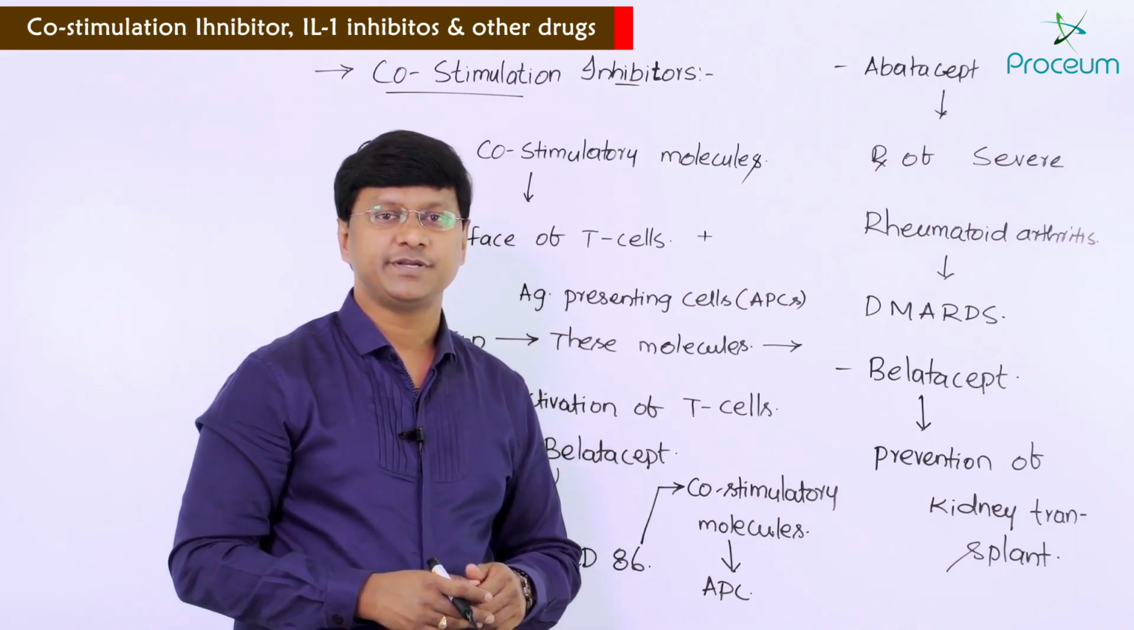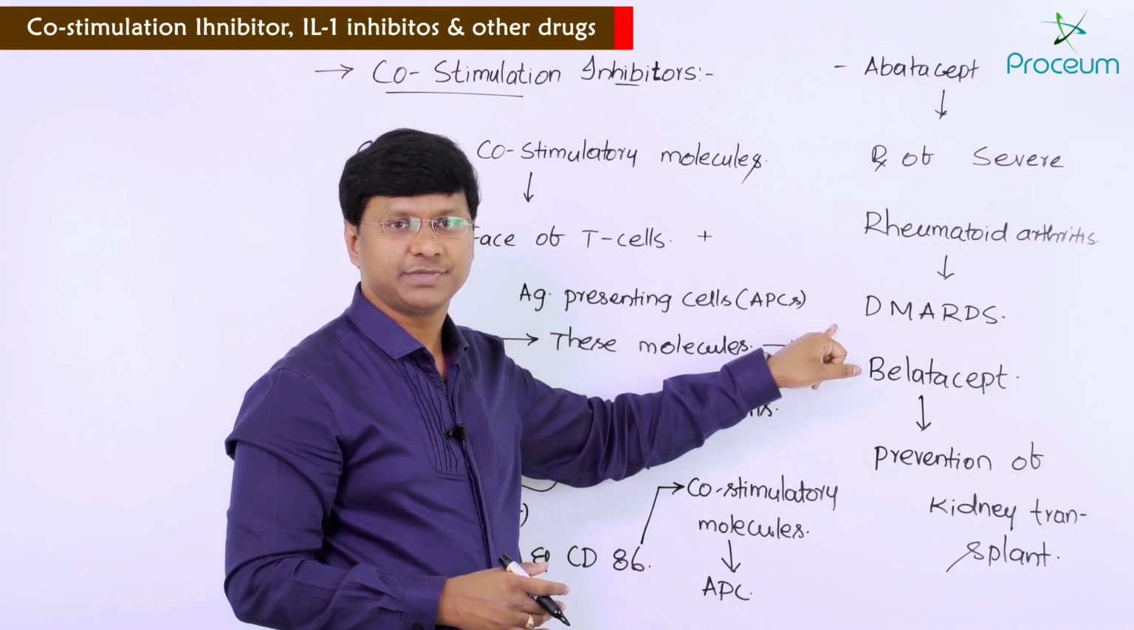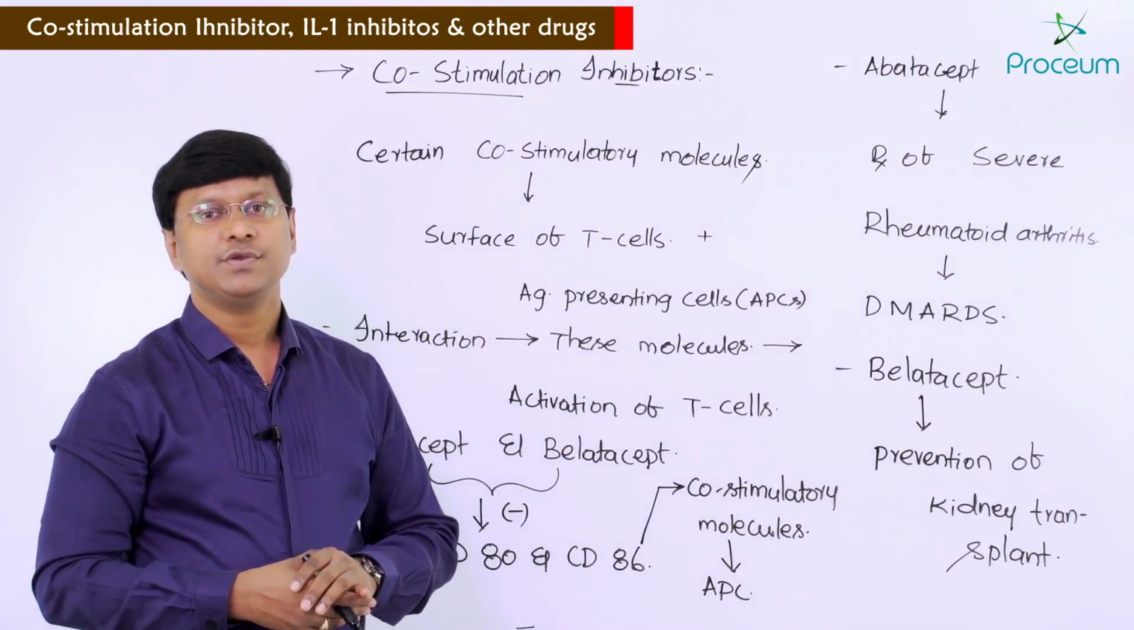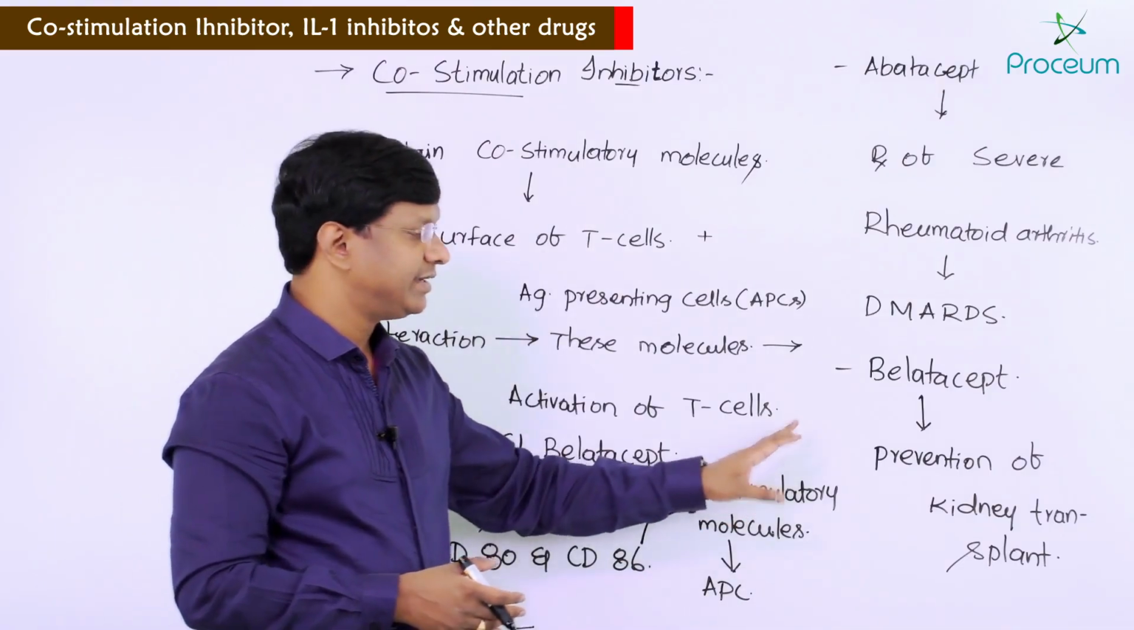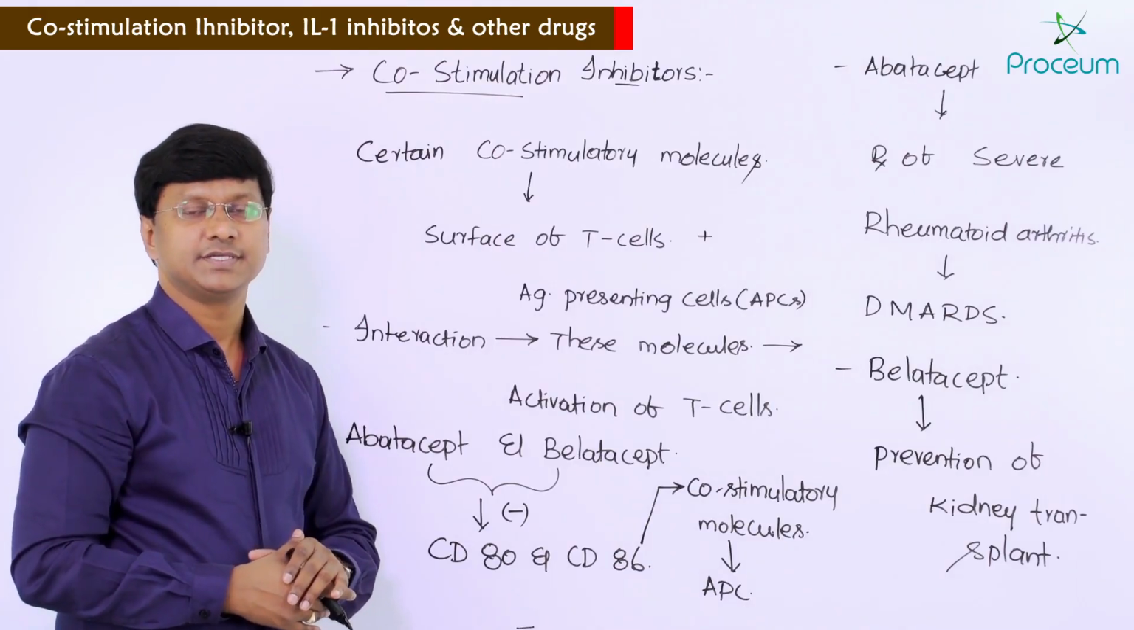Abatacept is used for the treatment of severe rheumatoid arthritis resistant to disease modifying anti-rheumatic drugs. And you take the Belatacept. Belatacept is used for preventing rejection of the kidney transplant. So this is about the co-stimulatory inhibitors.